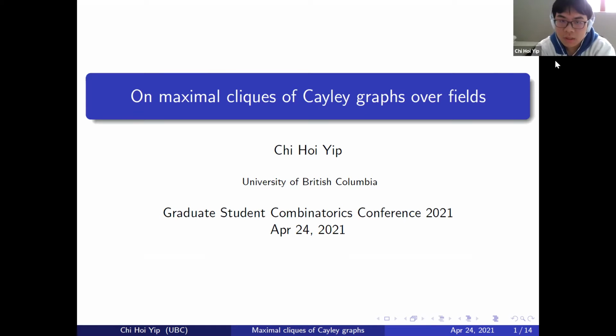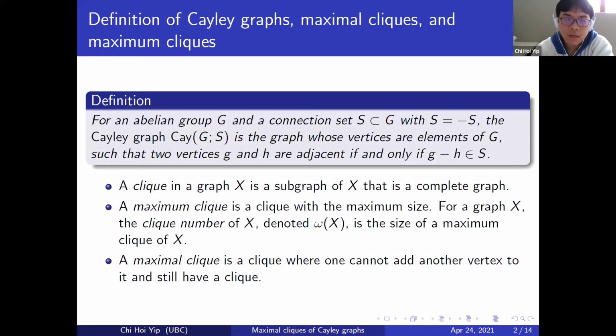In this talk, I will talk about maximal cliques of Cayley graphs over fields. Let's begin by recalling the definition of Cayley graphs and maximal cliques. For an abelian group G and a connection set S, such that S is a symmetric set, we can define a Cayley graph on the group G with the connection set S, denoted Cay(G, S). This is a graph whose vertices are elements of G, and two vertices are adjacent if and only if their difference is inside the connection set S. This is the definition of a Cayley graph.